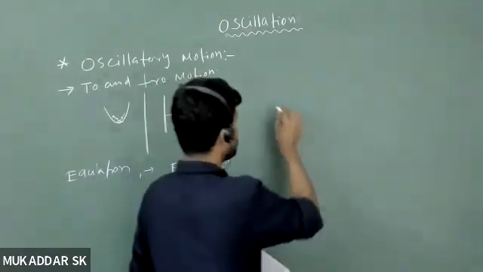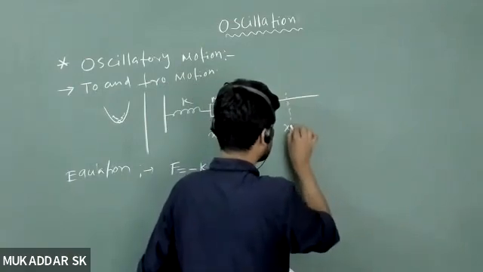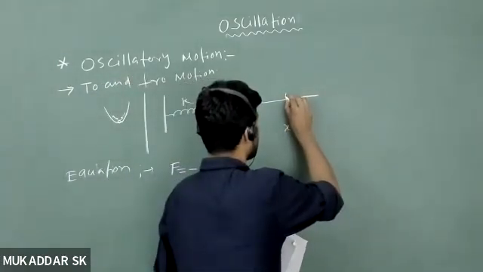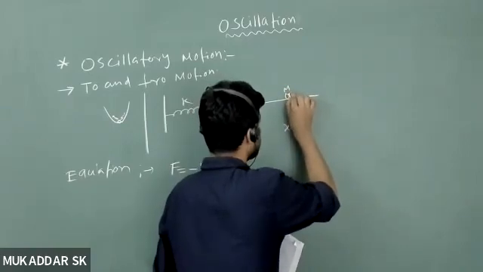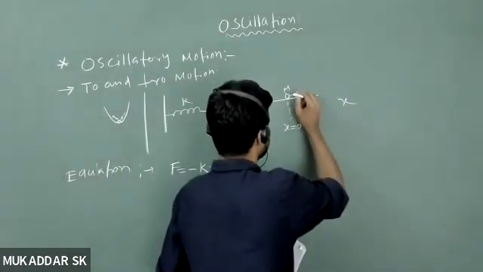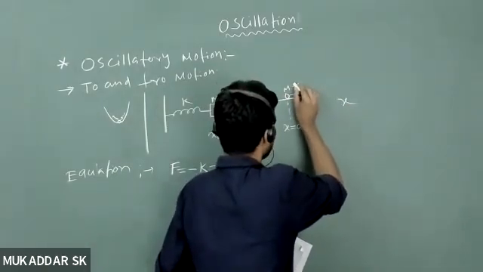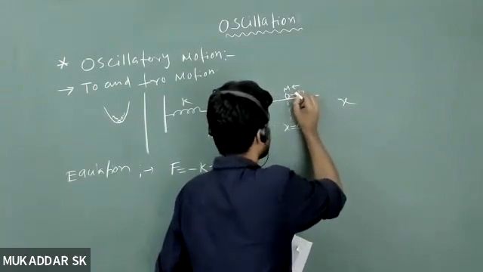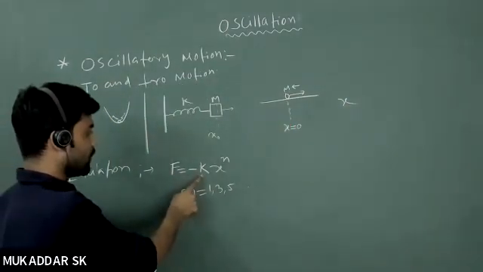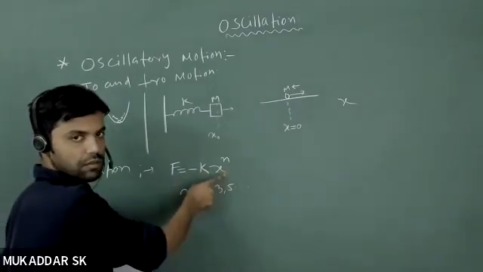Let us assume you have a system. Let us assume this is your equilibrium position. Equilibrium position means, let us take this as x equals 0, and you have a particle having a mass m. You displace this particle along the positive x direction. Let us take this as your positive x direction. If you displace this particle by applying a small amount of force, then what will happen? There will be a force that will act in the opposite direction of displacement. So F equals minus K x to the power n. So the force will always be opposite to the direction of displacement.